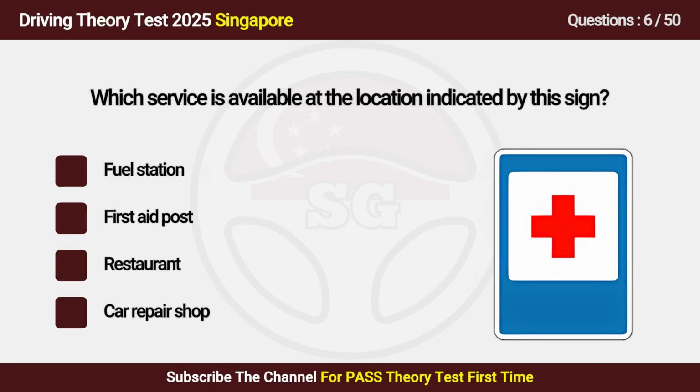Question 6. Which service is available at the location indicated by this sign? A. Fuel station. B. First aid post. C. Restaurant. D. Car repair shop.